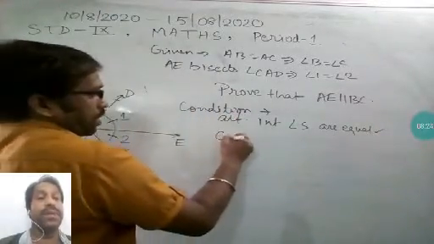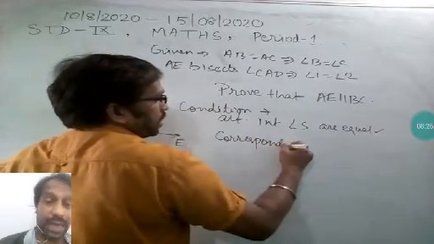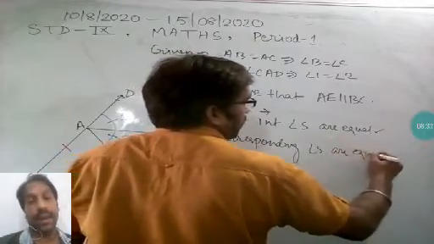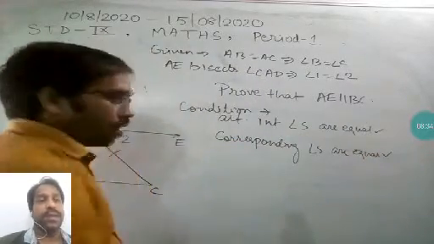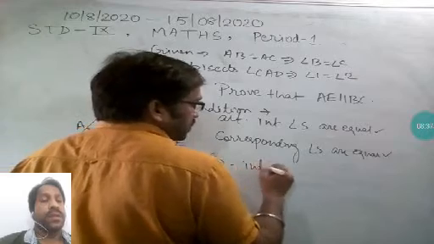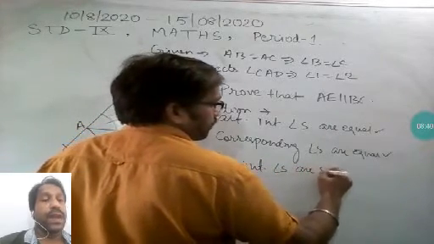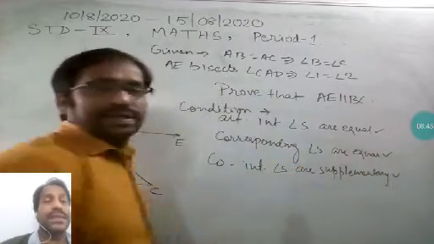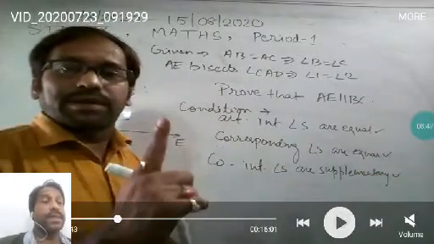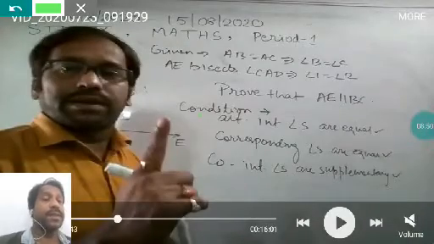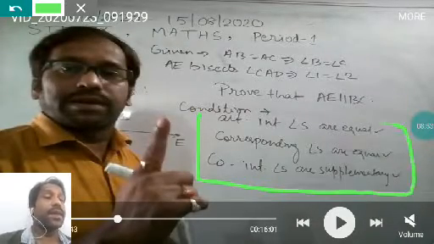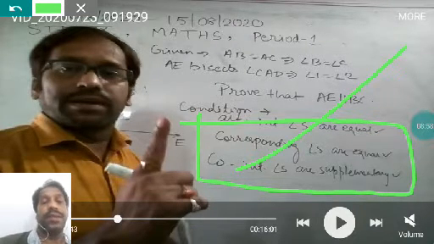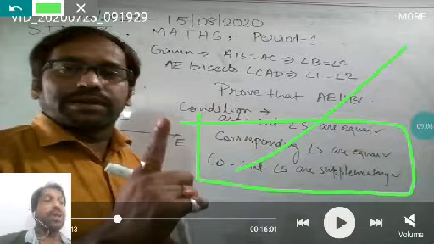Either alternate angles will be equal, or the corresponding angles will be equal, or the co-interior angles sum to 180 degrees, that is, they are supplementary. If these 3 conditions are satisfied, that means the lines are parallel. If I could make this equal. Okay, let us see.